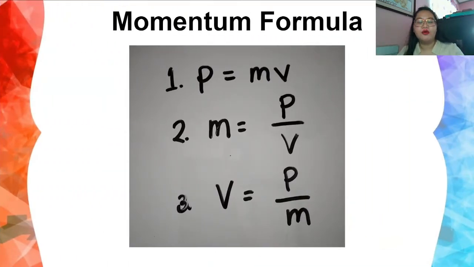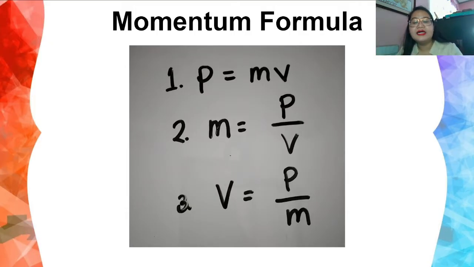Now, this is the formula for momentum. So we have here P, small letter P. This is the symbol for momentum, is equal to M, the mass, times V, the velocity. So if we notice here in the formula for momentum, there are only two factors that can affect the momentum of a moving object. That is mass and velocity.